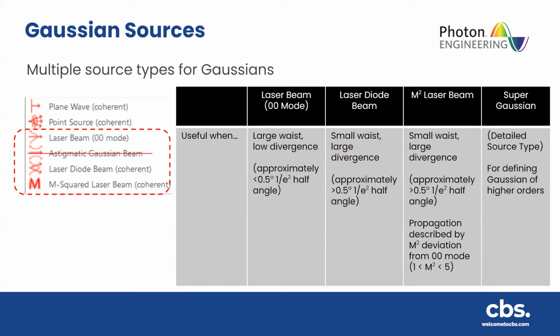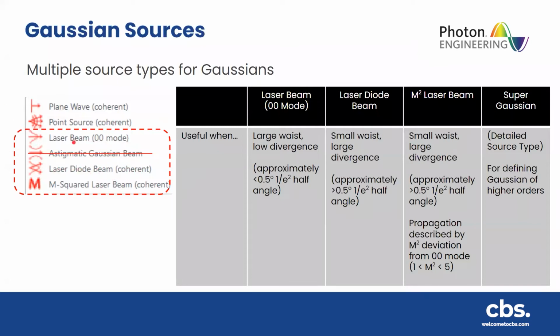So I thought I'd just create a table here, just highlighting the various source types we have. And again, looking at the Fred user interface here for the source selections, I've crossed out one for those of you who are Fred users here. The source called astigmatic Gaussian beam has been retired. It's still available in the menu for people who have them in the old files, but to be honest, we don't recommend you use that. It's been replaced by the laser diode beam source.